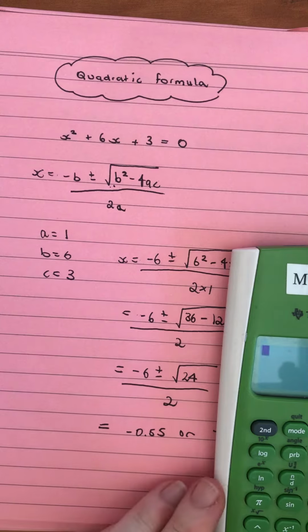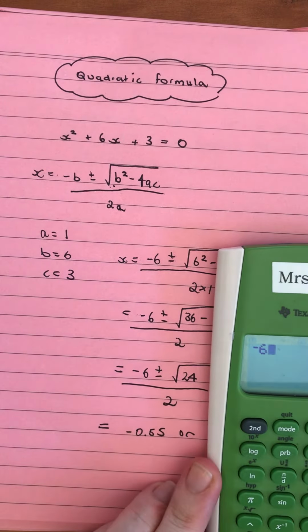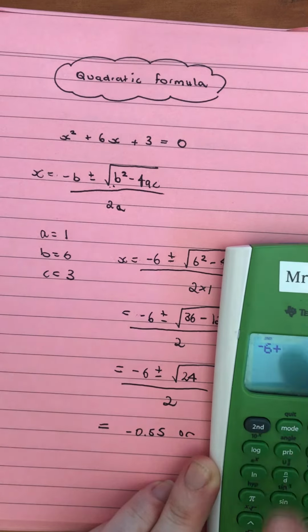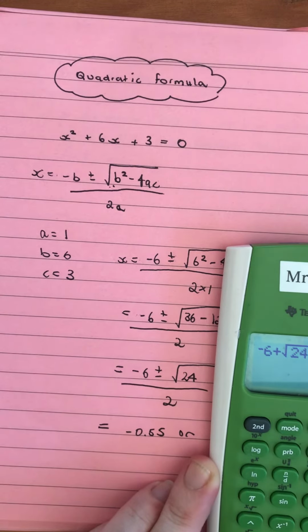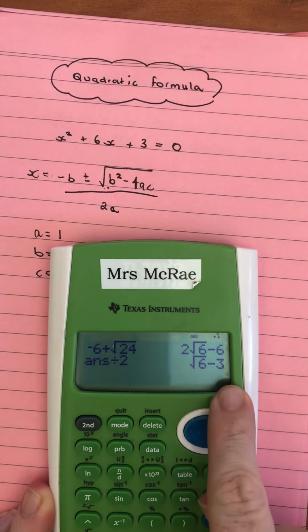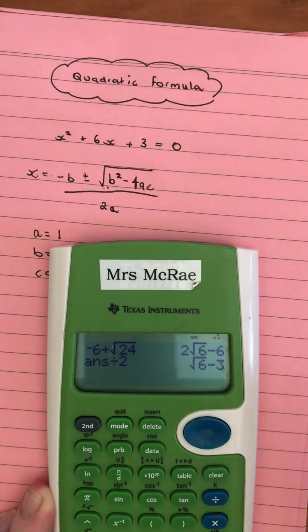Now, if you do want to keep it in surd form, the green calculators are great for this because it actually will leave that for you. So if you do negative 6 plus root 24, and then divide by 2, see how we get the square root of 6 minus 3. So it actually leaves it in surd form for you.